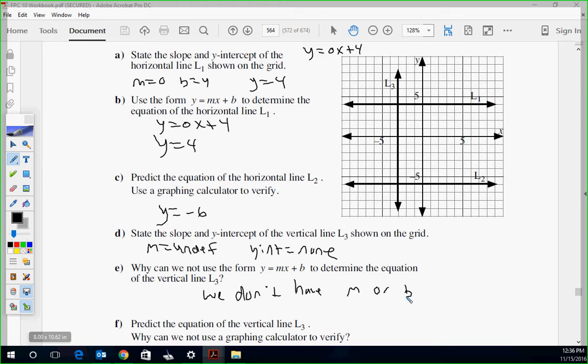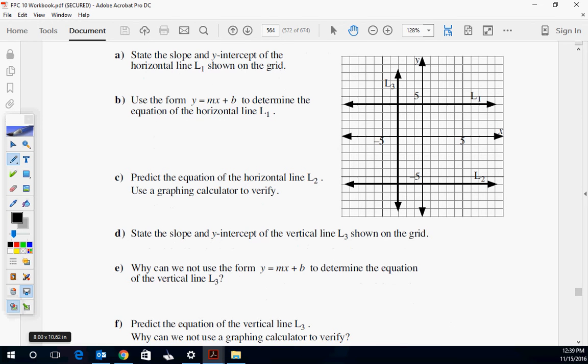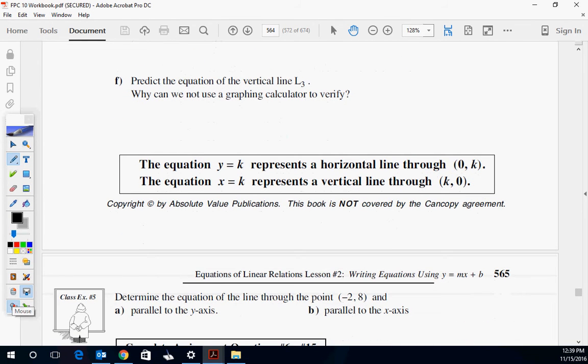Predict the equation. Why can we not use a graphing calculator to verify? Because graphing calculators are in y equals form, so we can't verify them. That's correct. So it's going to be x equals -3. That's all you need to know. Vertical line, x equals -3. You can't put that one in your calculator. Questions there? Horizontal, y equals, vertical, x equals. Just keep saying that.